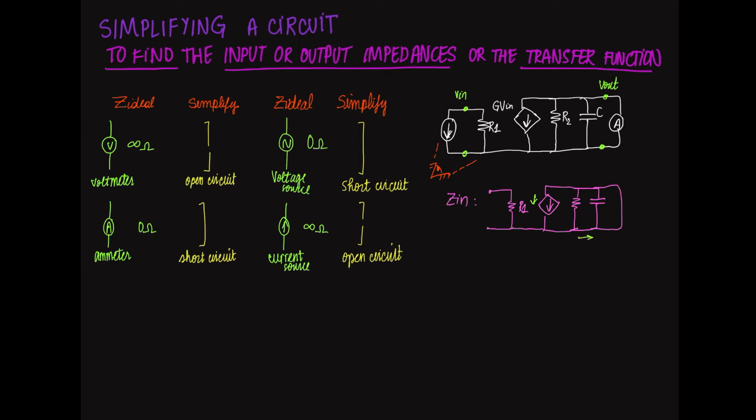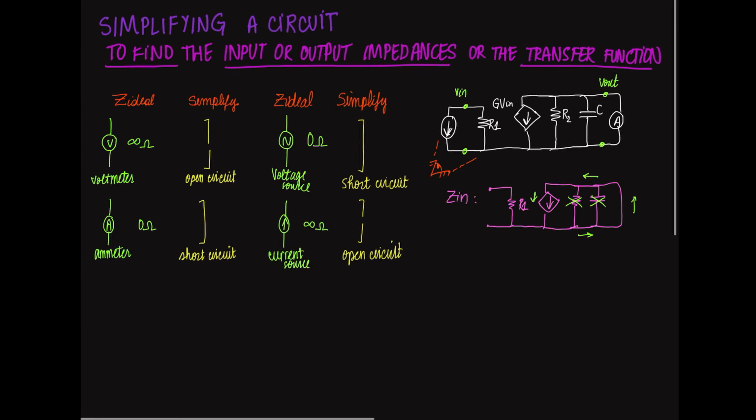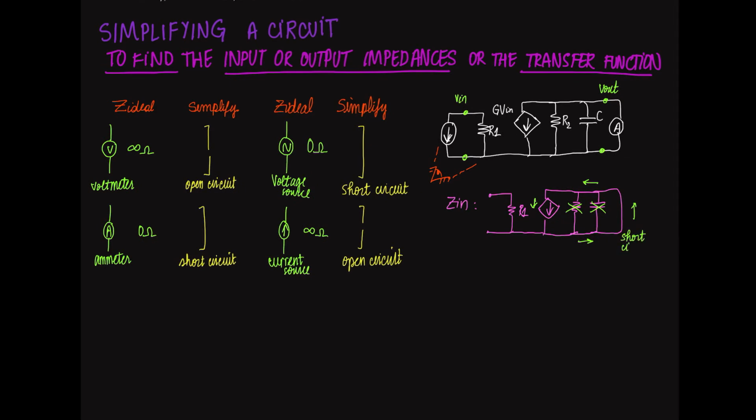The fact that this ammeter simplifies to a short circuit will greatly simplify the circuit. The electrons will all ignore the resistor and the capacitor in parallel and circle around them. Effectively, the only thing affecting the input impedance will be the first resistor, which is the last impedance left after the simplification. Thus, Zin equals R1.